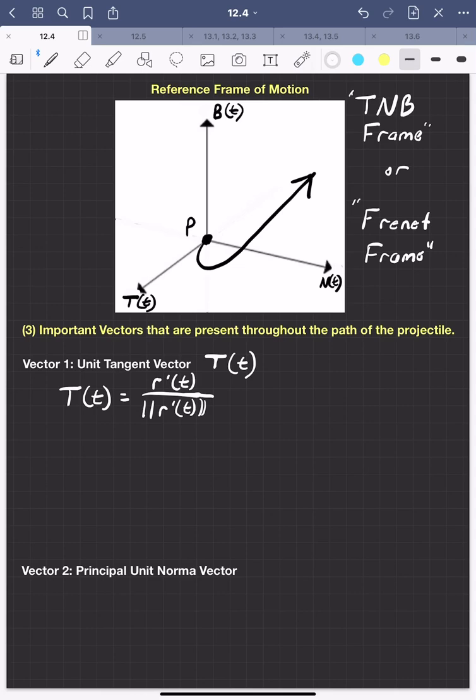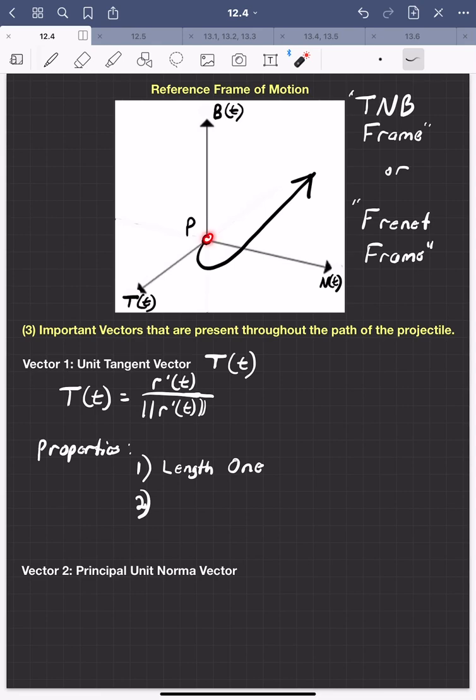Now, what we want to do is list some properties of this vector. Well, one of the properties is, of course, you can see it from the title. It's unit tangent vector, meaning it's a unit vector, or of length 1.